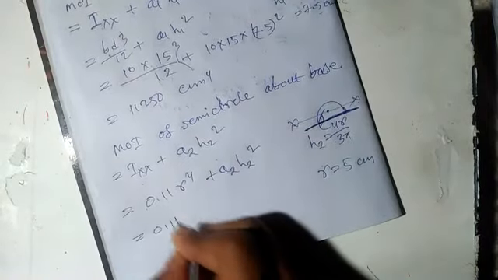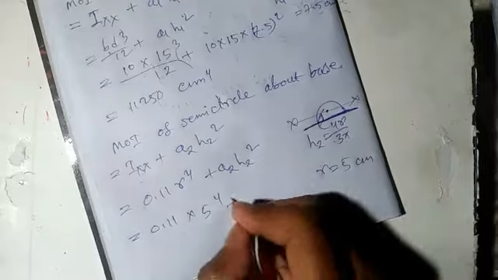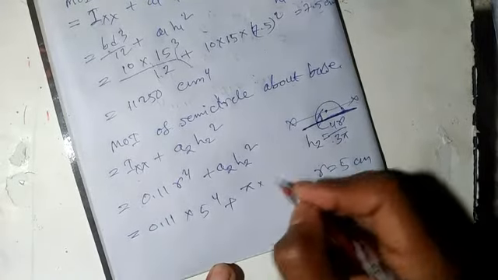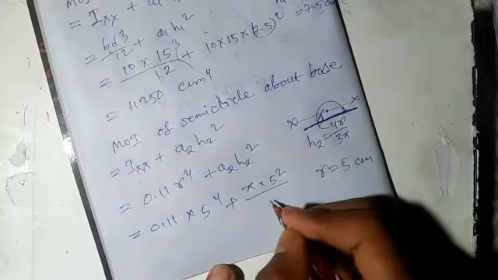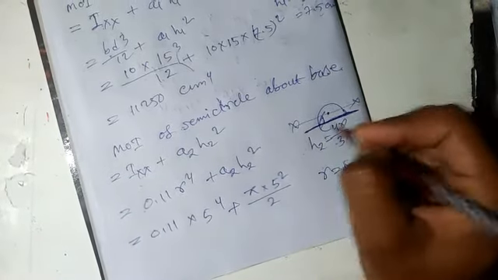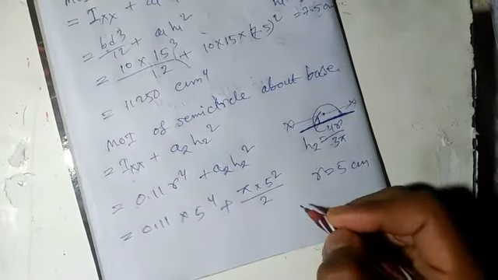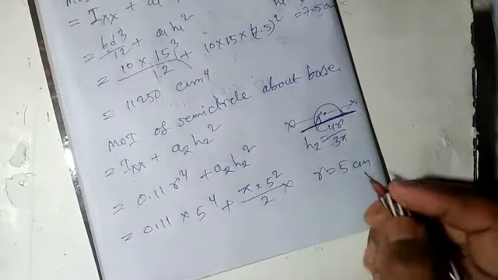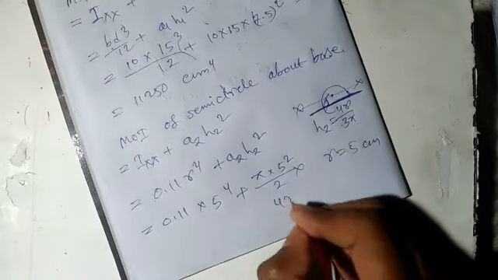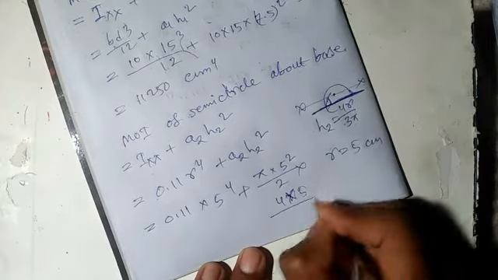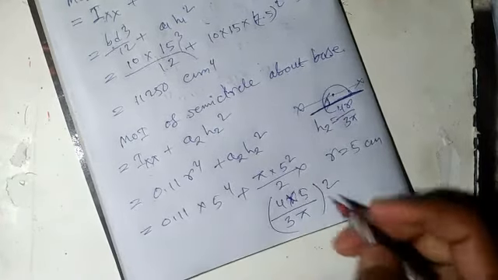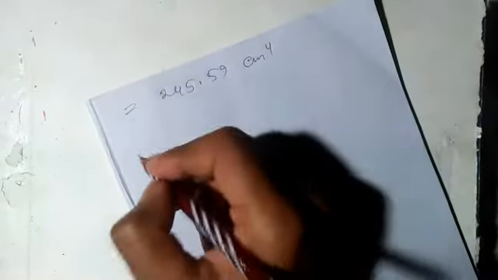We put the value r 5 to the power 4. A2 will be pi r squared, r means 5 squared, by 2. We know the area of a circle is pi r squared, and as it is a semicircle, it will be pi r squared divided by 2, into h2. h2 means 4r by 3 pi, 4 into r, r means 5, divided by 3 pi, whole squared. If we calculate this, our answer will come 245.59 cm to the power 4.